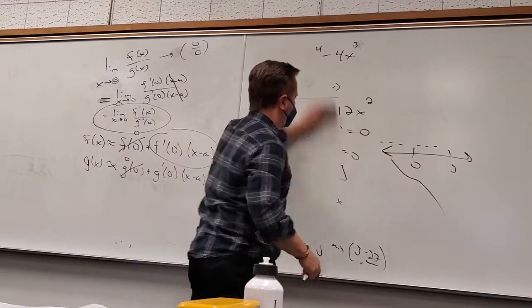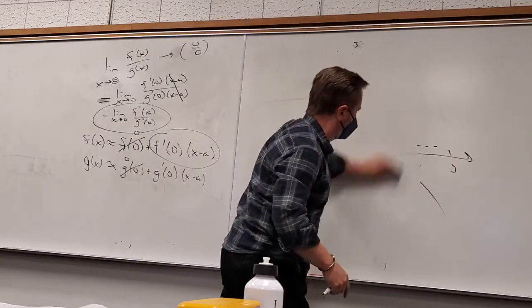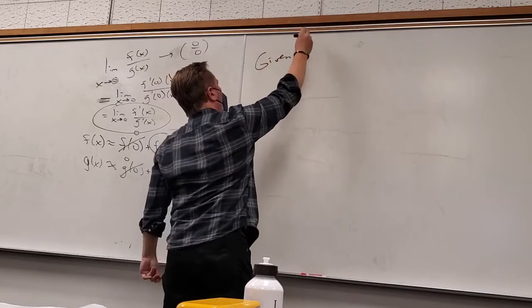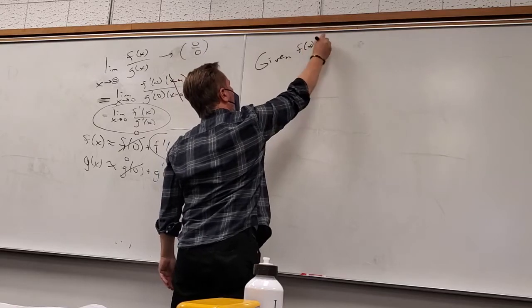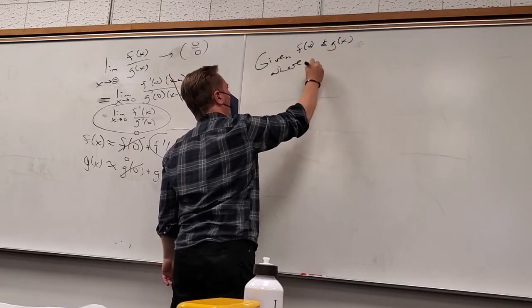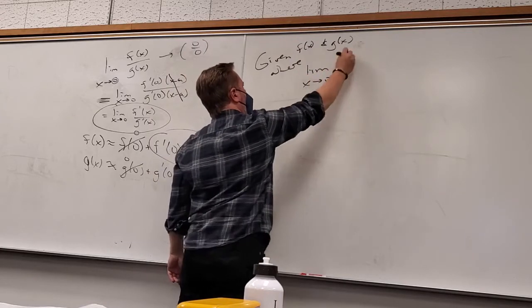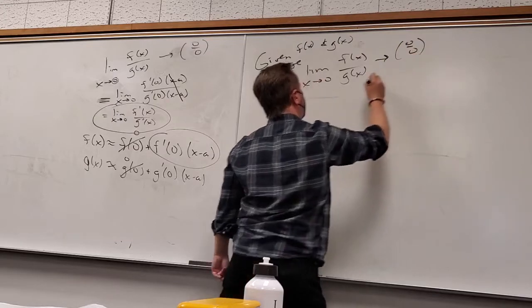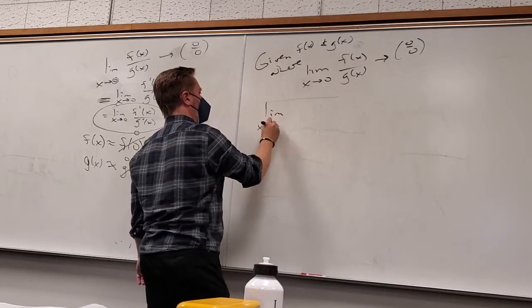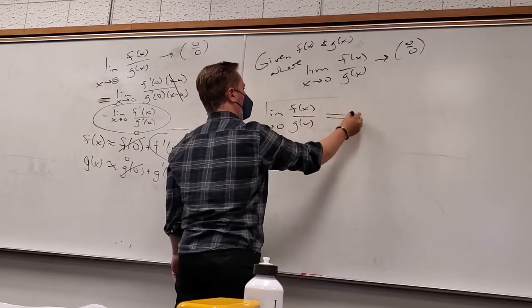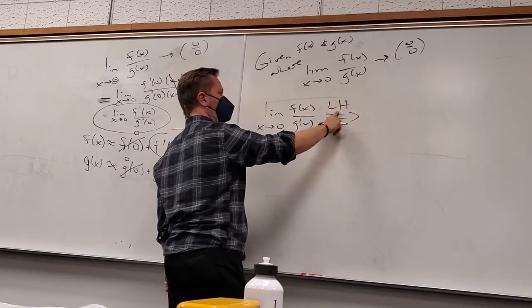let me just recapture what we just did there, because there's a lot of proof and a lot of other stuff. So, given f and g, where the limit of the ratio is in the form 0 over 0, we can do this. We can apply L'Hopital's.